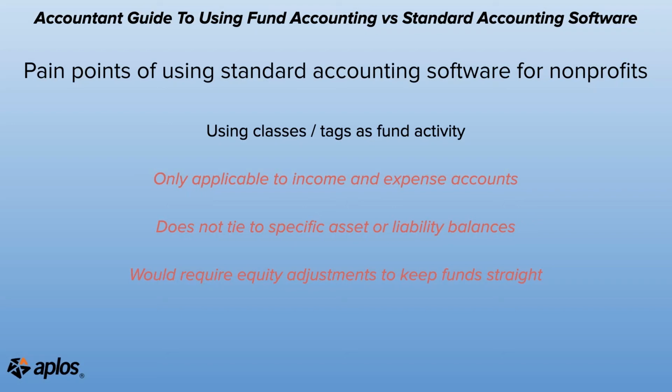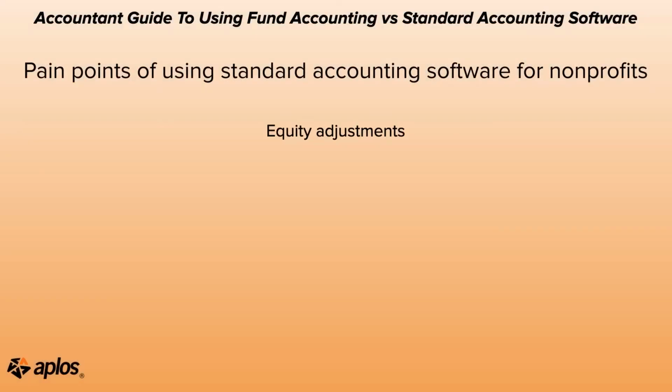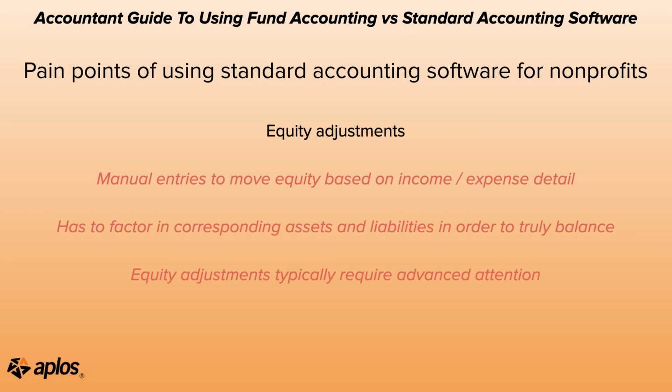What it doesn't give you is any sort of balance sheet. So what you'd still have to do is, well, here we go. It's only applicable to income and expense accounts. It doesn't tie to a specific asset or liability. So if I said that my grant income had $100,000 worth of net income, where is it? Is that in your checking account? Is that your savings? Is that in a building? Is that a vehicle? Where is that money? And without being able to produce some sort of balance sheet by fund, it's extremely hard to answer that question.